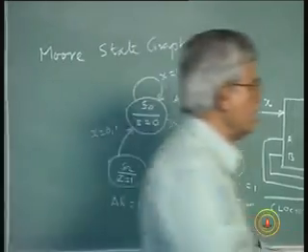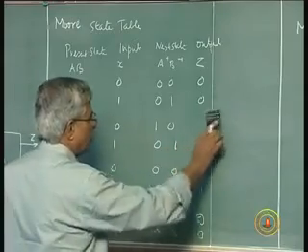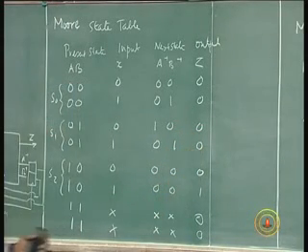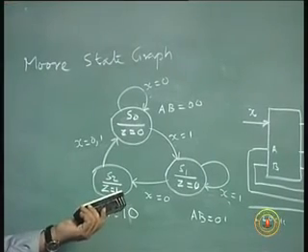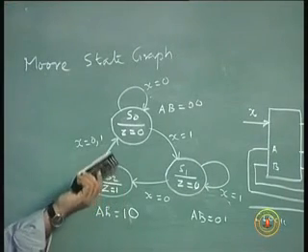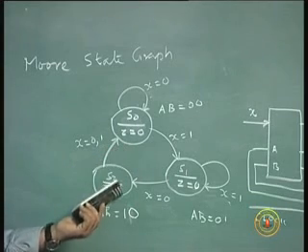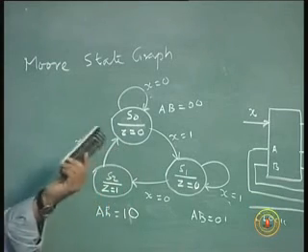So I will have to change this into 0. And for the S2 state, the output is 1 whether x is equal to 0 or x is equal to 1. Independent of the value of x, the output in state S2 is 1.